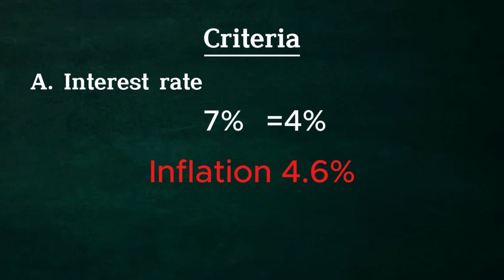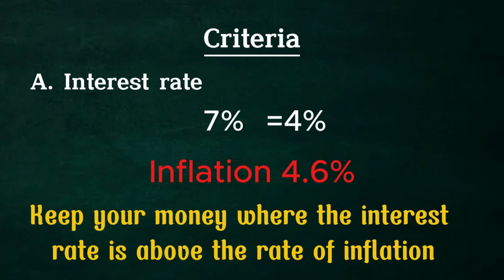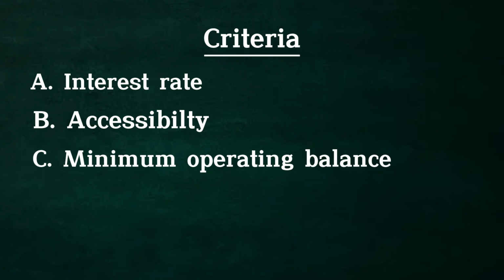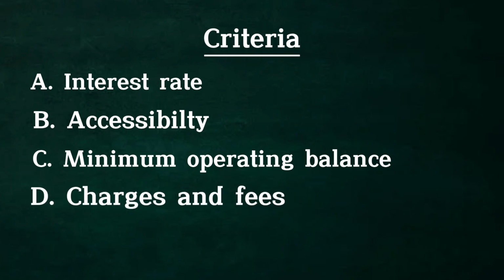My rule in investment is this: to keep my money where the interest rate is above the rate of inflation. You can follow it. B, accessibility. In some savings accounts, you can only access your money twice a month. So verify the liquidity involved in their system. C, minimum operating balance. D, charges and fees.